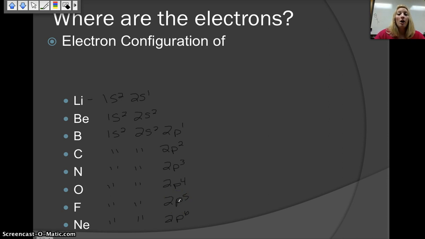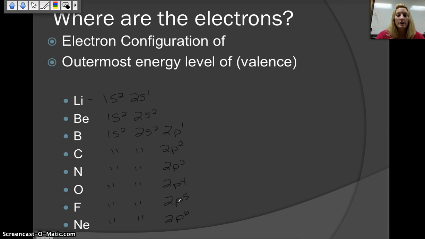Okay, so now that we know where all the electrons are, let's take a look at the outermost energy level. This is what we call the valence energy level, or the outermost. So if we take a look at lithium, our outermost energy level is the second energy level. Same with beryllium, same with boron, same with carbon, and so on. Which makes sense because they're all in the same row. So that means they're all the same energy level.